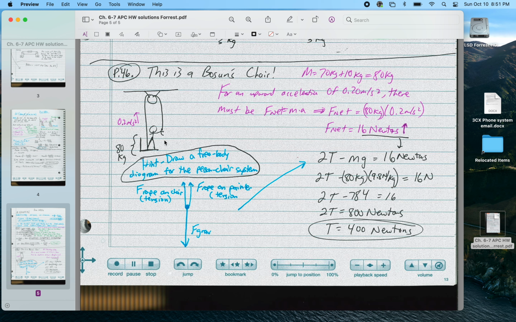So if we include the mass of the chair and the person, we get a total mass of 80 kilograms. That means I have a net force of 16 newtons up. So 2T, which is upward, minus mg downward would equal 16 newtons. That lets me find that the tension anywhere in this rope is 400 newtons.